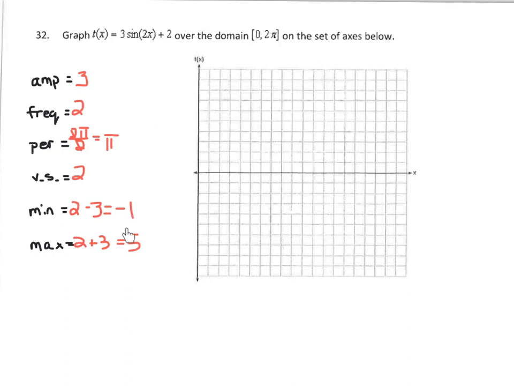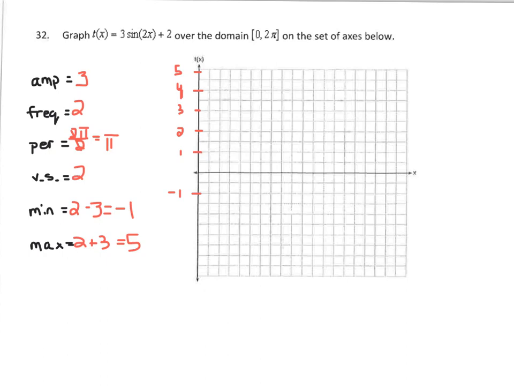Okay, so the min and the max help us set up our y-axis. The period and frequency, I guess, help us set up our x-axis. So let's start off with the y-axis. Now, it's up to you. I mean, we have to number up to 5 and down to -1. You could skip boxes if you want, or you don't have to. I'm going to skip boxes. All right, so there we go. I only numbered down to -1 and up to 5.